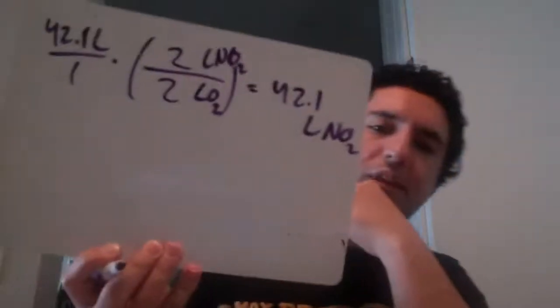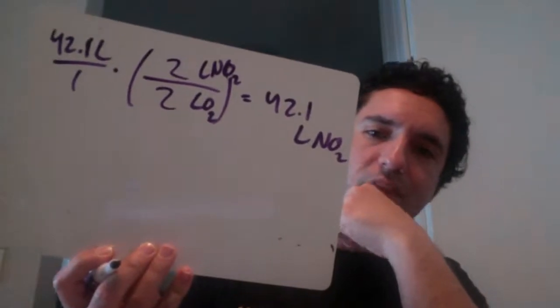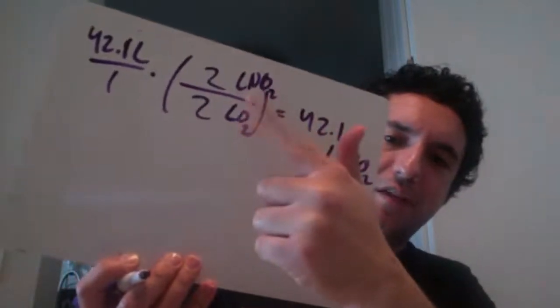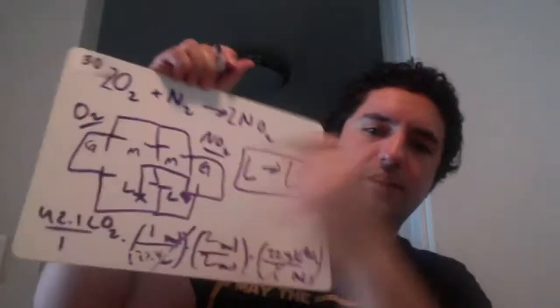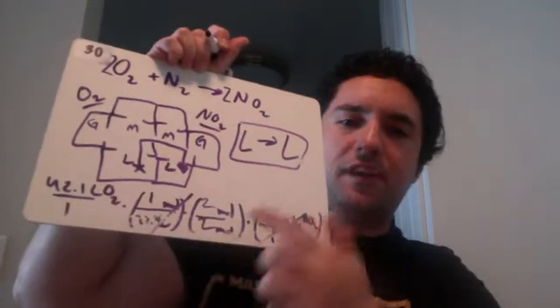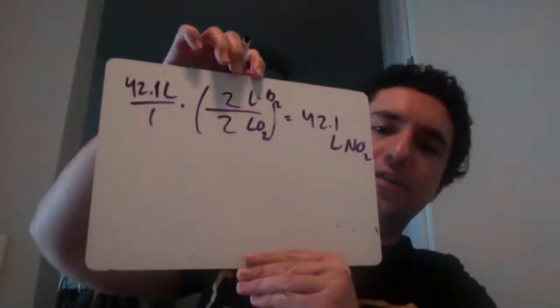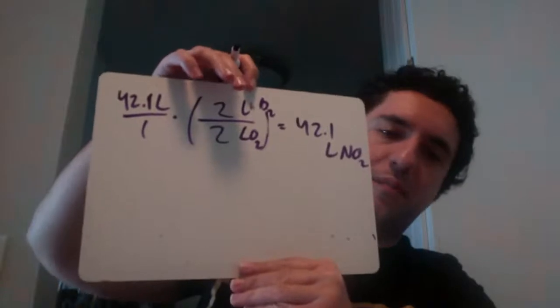So in this case, this question's kind of silly in a way because we get the exact same answer as our given, 42.1 liters. It's not always going to be the same on the top and bottom here. If it asked for liters of nitrogen, for example, instead of NO2, then I would have 1 on the top, right? So in that case, it would be a different answer. I'd have 1 on top instead of 2. So in this case, it just happened to be the same number on the top and bottom.